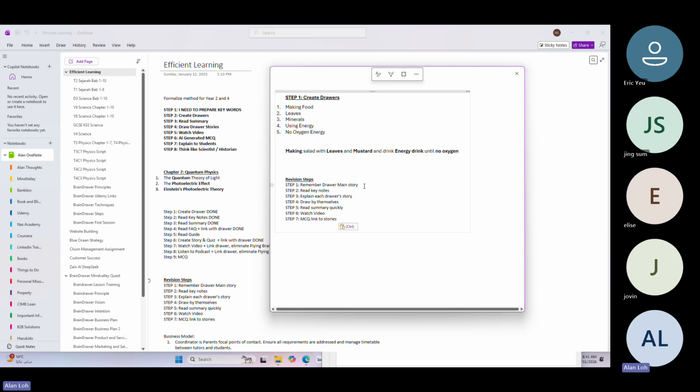So that's step number one. Isn't that easy? It took less than 5 minutes, and we have done step number one. I hope by doing this step number one, you have a clear idea what the drawers are. There are 5 drawers, and what the names of these drawers are. By now, you should have the ability to tell me the names of the drawers.